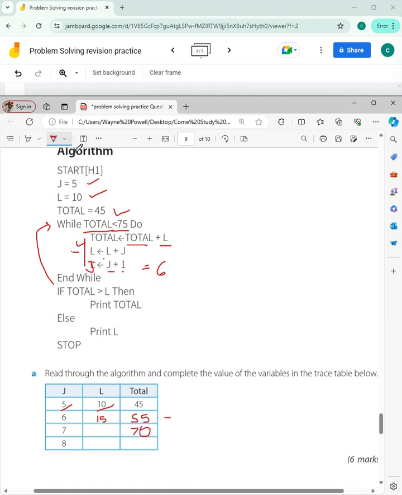And L would now be L plus J, which was 6. So L plus J is going to be 6 plus 15, which is 21. So L becomes 21. And we have J, we're adding 1 to J, so J would now become 7. We're going to the next step.